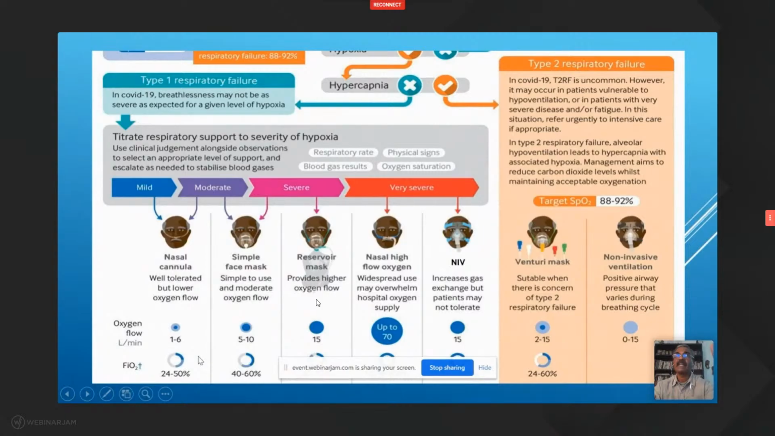Then if in spite of these you find that the patient is not able to maintain oxygenation, there are the options of nasal high flow oxygen, or high flow nasal cannula as it's called, HFNC, or the non-invasive ventilation that we can use, NIV, which could be either in the form of CPAP or a bi-level support.